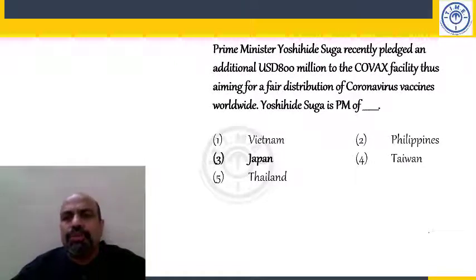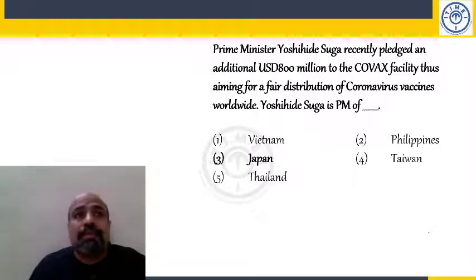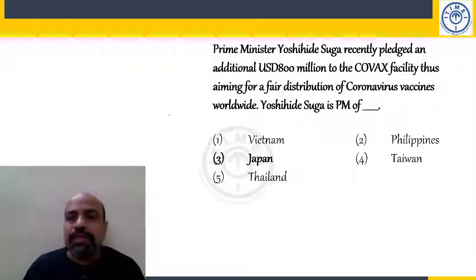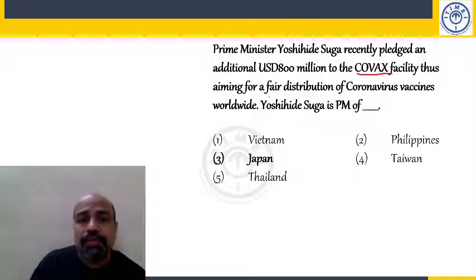Prime Minister Yoshihide Suga recently pledged an additional $800 million to the COVAX facility, thus aiming for a fair distribution of coronavirus vaccines worldwide. Yoshihide Suga is the Prime Minister of Japan. And you know what? Less than 20% of the Japanese population has been vaccinated. Less than 20%. But then what is COVAX? You write this.